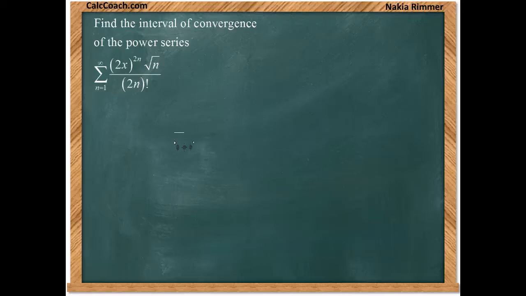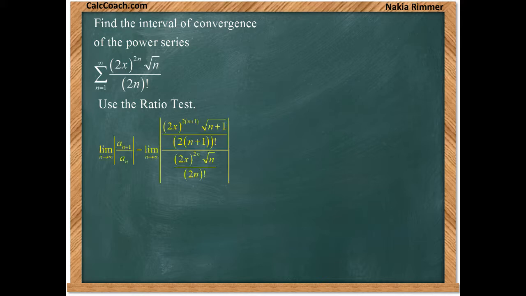Find the interval of convergence of the power series, the sum from n equals 1 to infinity of 2x to the 2n root n, all divided by 2n factorial. We're going to use the ratio test. Now normally the ratio test has you dividing a sub n plus 1 divided by a sub n, successive terms.